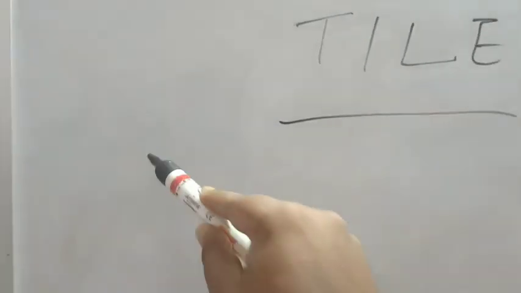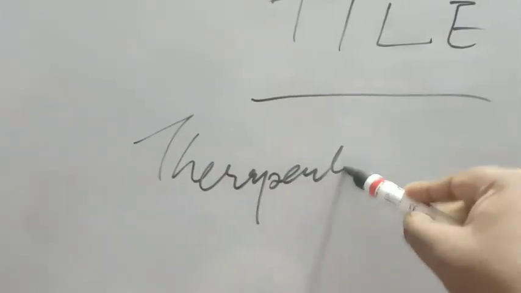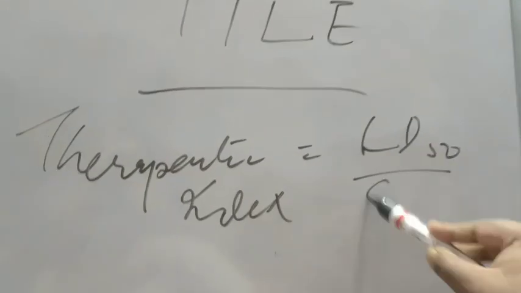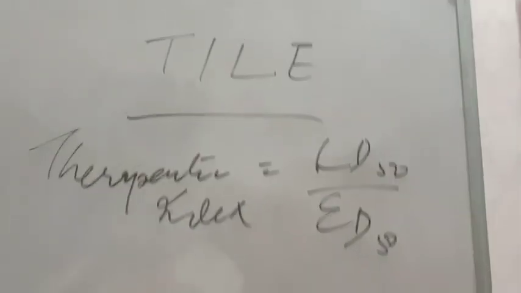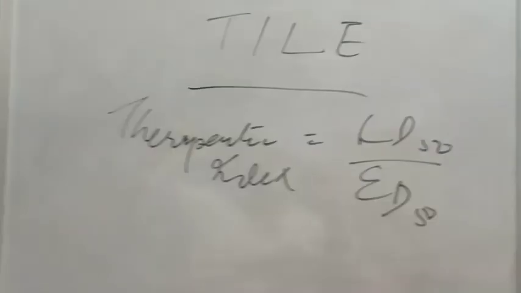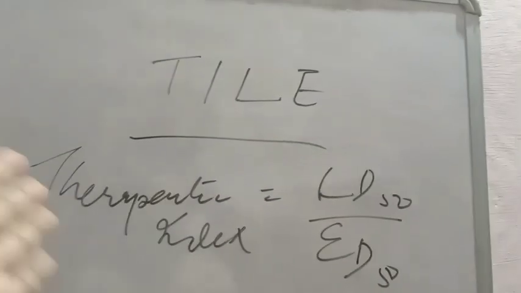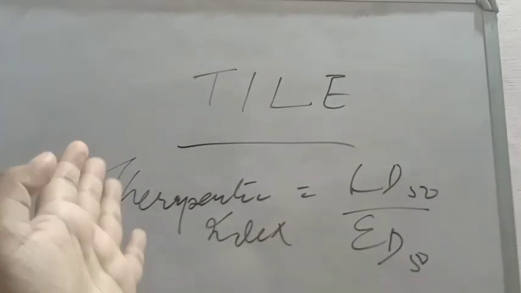This is a very bad and useless mnemonic, but it is actually very useful. Tile. This mnemonic is basically therapeutic index is equal to LD50 by ED50. Everyone knows it is some LD, some ED, but which one is which? I have made this mistake hundreds of times. After that, I finally realized no matter how much logic I apply, I cannot remember. So I decided, let me remember it as TILE. Therapeutic index is LD50 by ED50. LD is lethal dose, ED50 is effective dose.